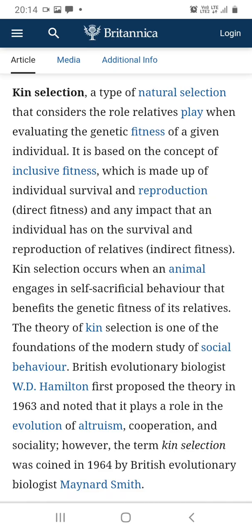Kin means one's own brother and sister, and selection means to ensure that their genes are passed on to the next generation, that is, they are selected. This type of behavior is very evident in the animal kingdom as well as in humans.